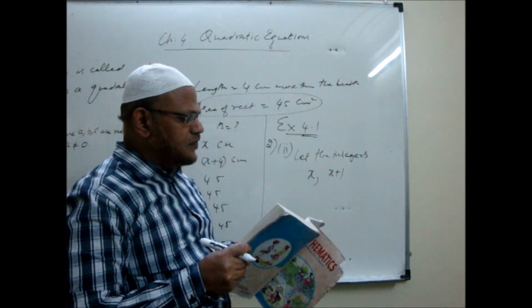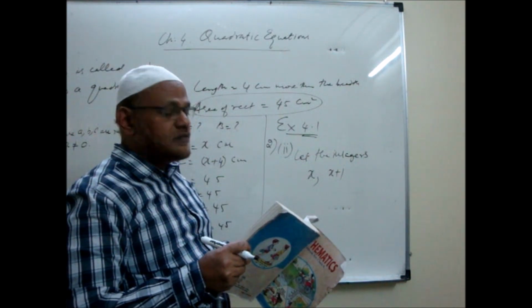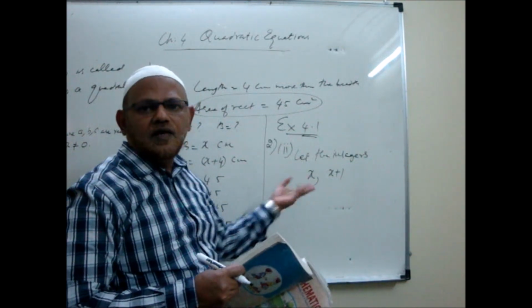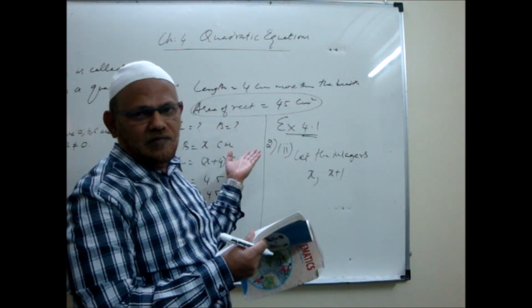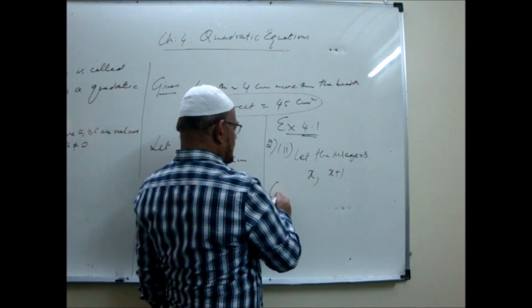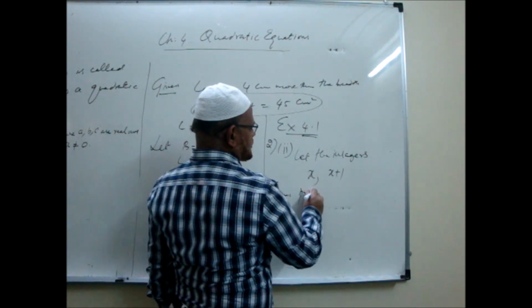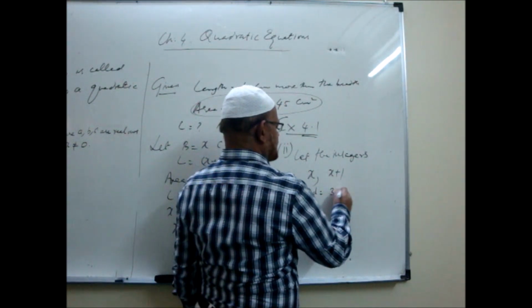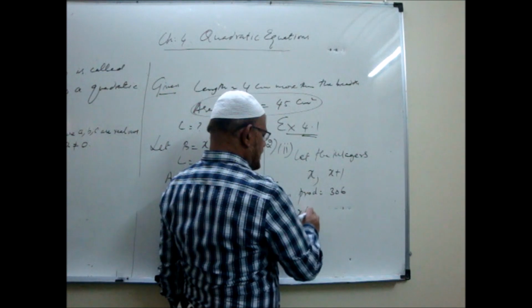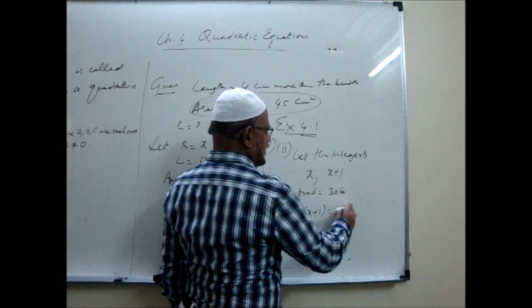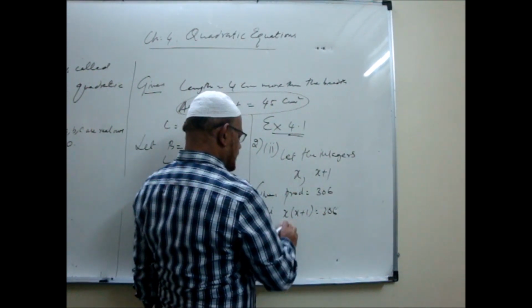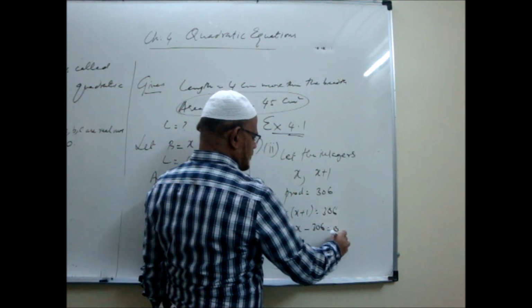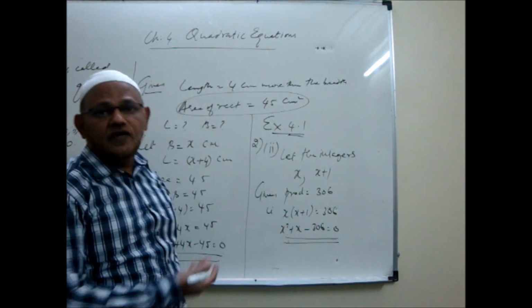Now they have given you the product is 306. You multiply, and 306 comes. Once you multiply, it will become quadratic and your equation will be ready. So what is given, you write: the product is given to be 306. So that is x into x plus 1 equals 306. So x square plus x is 306, bring it here, equal to 0. So the equation is ready. Framing the equation.